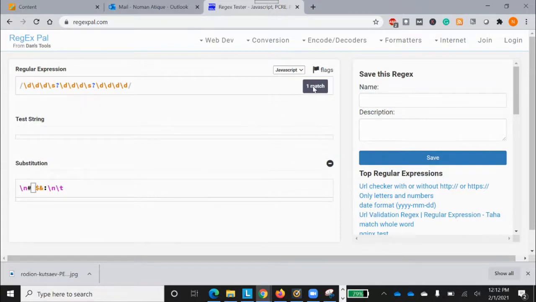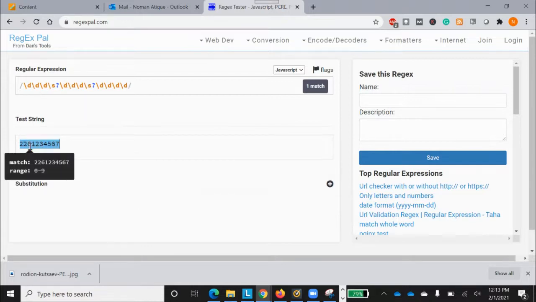Right? So if I again say that, I have this number and there can be a space after 2 to 6, or there can be no space. So if I do a space over here, you see it's still working. If I give a space after 1 to 3, it's working. And if I give another space, it's still working. If I don't give a space, then also it is working.